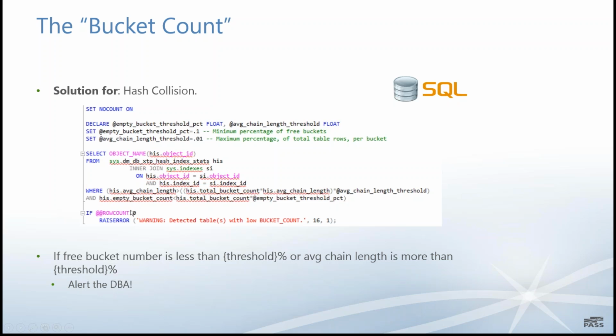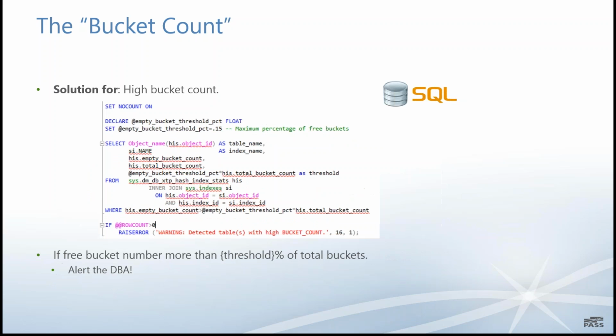This will raise an error. So we can put this in a job, and the job will alert the DBA, or at least will fail, and you know that something wrong happened here, and you can take a look. The problem with the bucket count is when you need to fix this, you need to recreate the table. So again, it's better to try to solve or avoid the problem when you are creating the table.